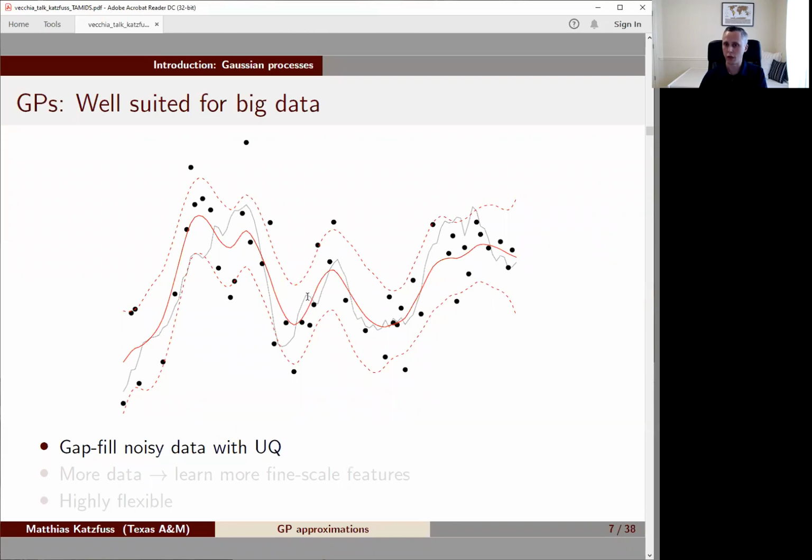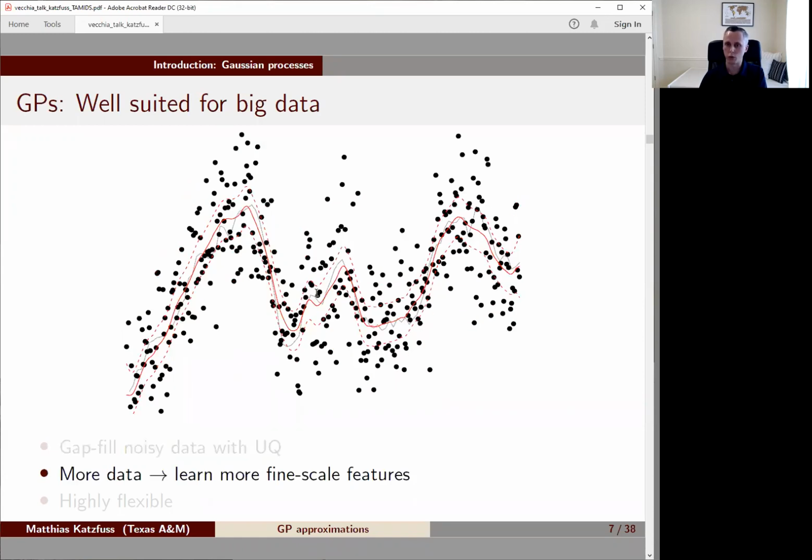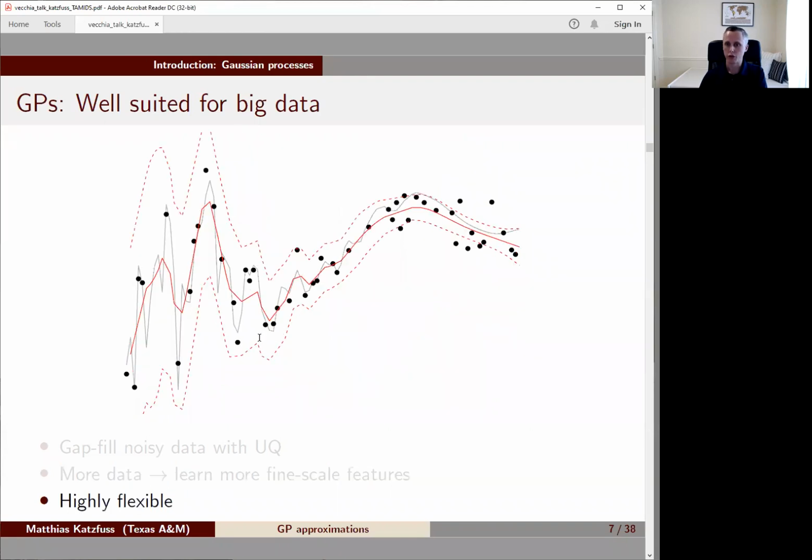So this bump here, we cannot learn from a small amount of data, but with the same Gaussian process model, as we get more data, we can learn even some very fine scale features in the function. Gaussian processes are also very flexible, so they depend on something called a covariance function or kernel function. And if we specify that appropriately, we can also deal very well with settings where the function of interest has very different behavior in different parts of the input domain.